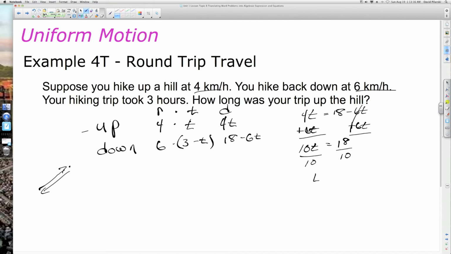And that gives us t, the time, being equal to 1.8 hours. And of course, t represents our time going up the hill, so t is equal to 1.8 hours. Now, if we wanted to express that in hours and minutes, that wouldn't be 1 hour 8 minutes. That'd be 1 hour and 48 minutes.